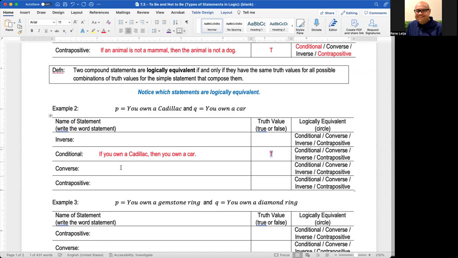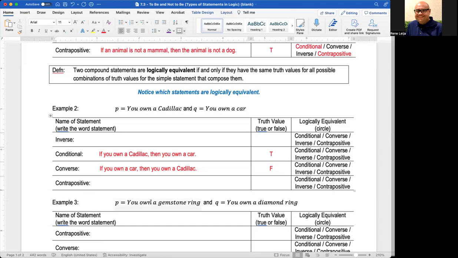Now next is the converse. This is where we flip P and Q. So the conditional was if P then Q. Now we're going to do if Q then P. So this is going to read, if you own a car, then you own a Cadillac. Now the truth value to this, well, this is false. I own a car, but it's not a Cadillac.